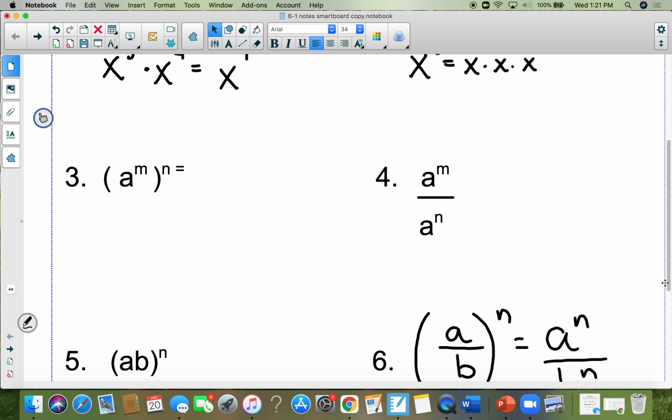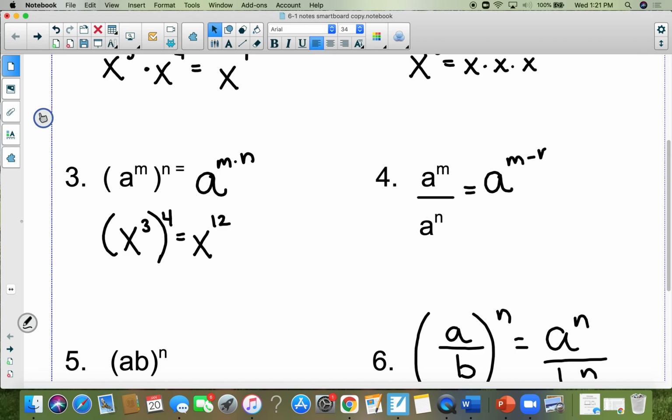The next one, a to the m to the n, means to multiply m times n. So if you see x to the third raised to the fourth, it's x raised to the 12th power. If you see a division, it's a raised to the m minus n. You subtract those. So for example, if you see x to the 7th over x to the 4th, it's the same thing as x to the 7 minus 4, which is x to the 3rd.